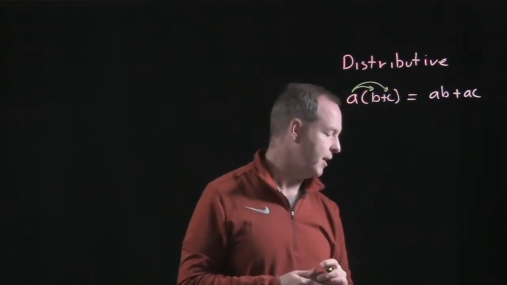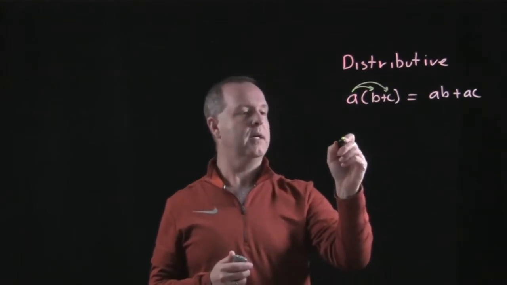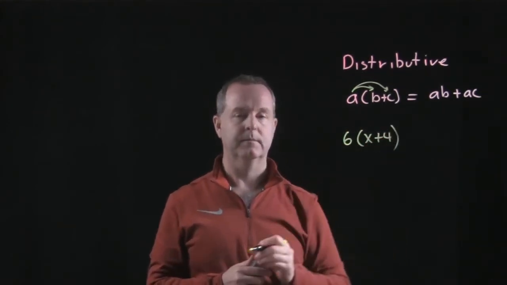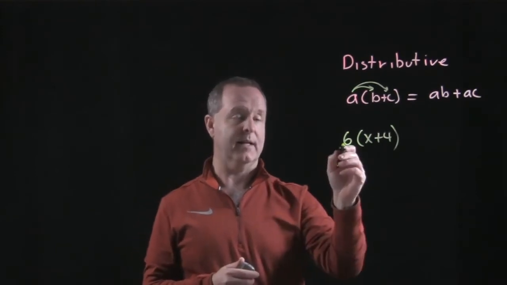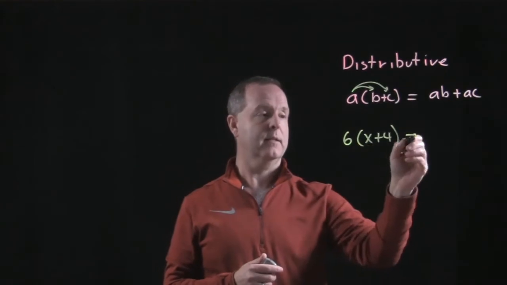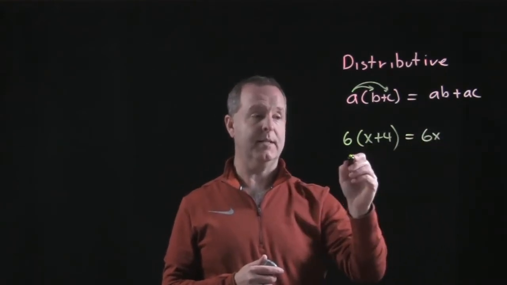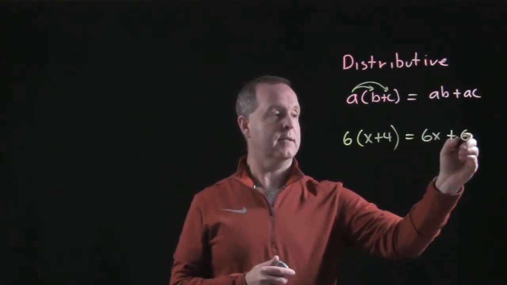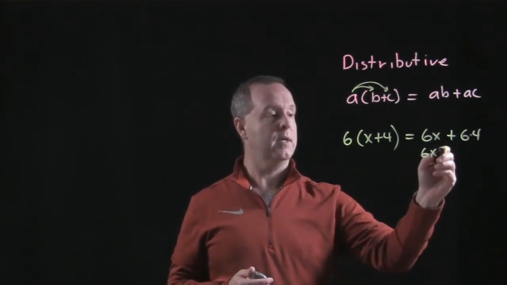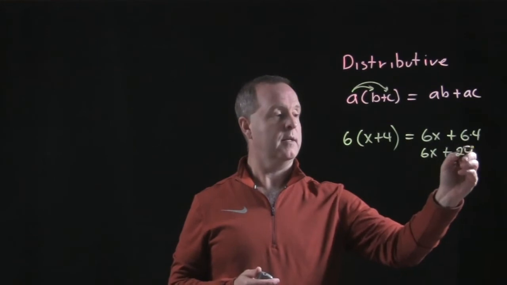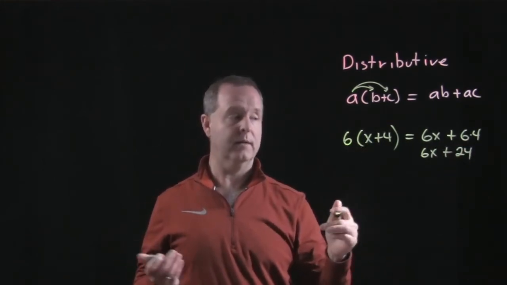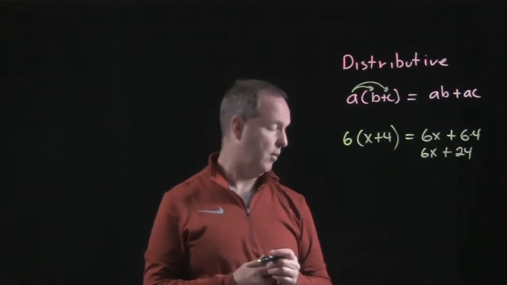As an example that we can show how this gets played out, let's say that I have 6 times (x plus 4). I can distribute that 6 across both of those. So this becomes 6x, or 6 times x, plus 6 times 4. And then I can go ahead and collect my like terms, reduce 6 times 4 equals 24. So 6 times (x plus 4) equals 6x plus 24.